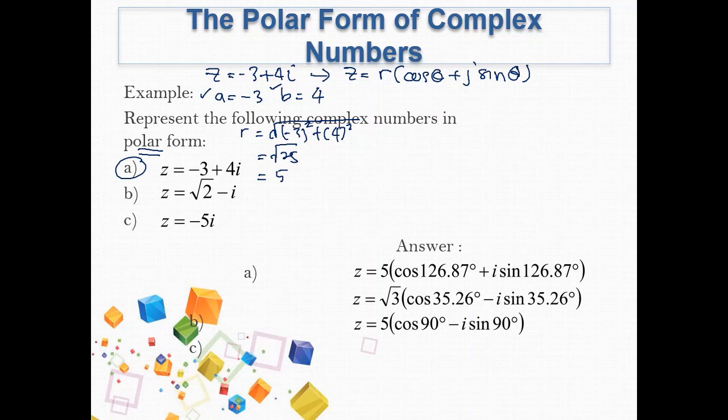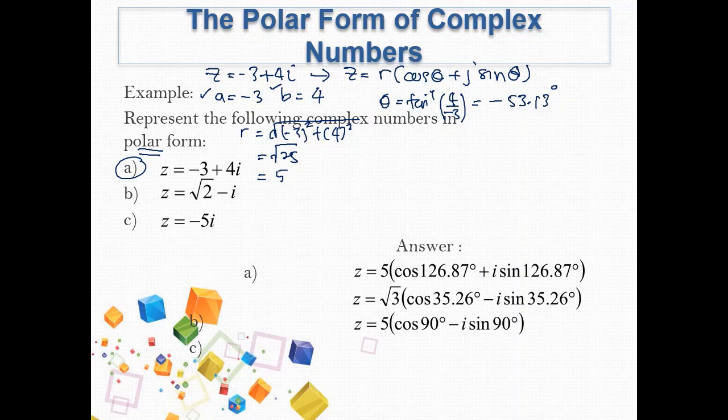Okay, and then now we have the r. What else do we need? We need theta. Theta is the inverse tangent of b over a. You can directly substitute into the calculator, and that will give you negative 53.13 degree. Please be careful, make sure the calculator is set to degree, so you get a degree answer.